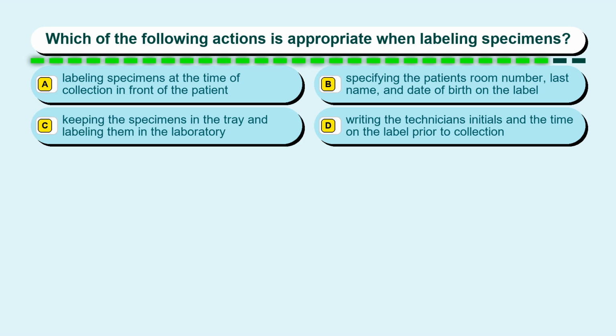Question 15. Which of the following actions is appropriate when labeling specimens? Option A. Labeling specimens at the time of collection in front of the patient. Option B. Specifying the patient's room number, last name, and date of birth on the label. Option C. Keeping the specimens in the tray and labeling them in the laboratory. Option D. Writing the technician's initials and the time on the label prior to collection.